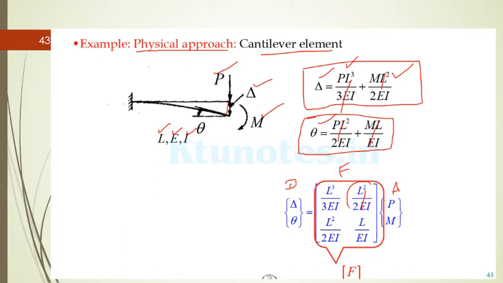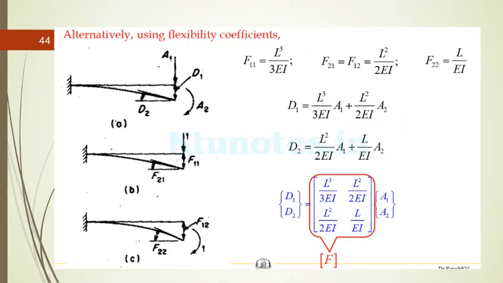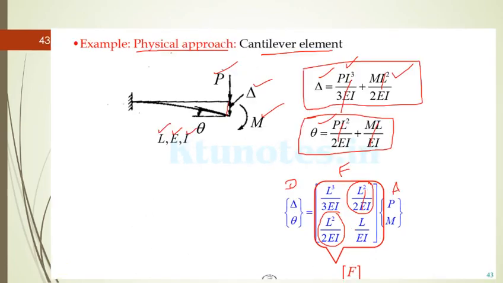That is, always F12 will be equal to F21, and definitely F11 and F22 will be different values. So this will be a cross check for you for the upcoming problems. So this is actually a physical approach. We are directly writing the values and getting the relationship.